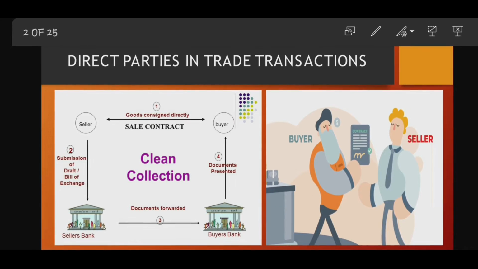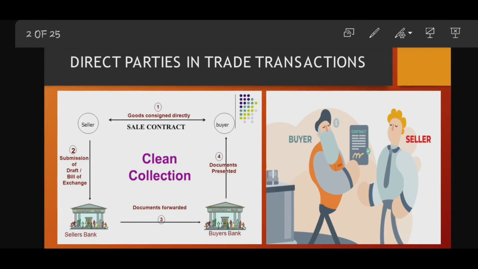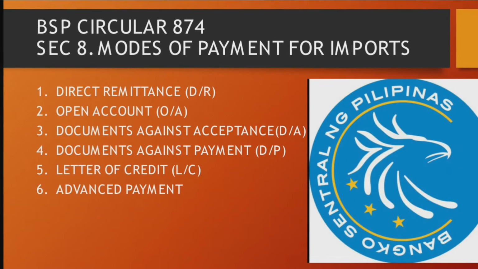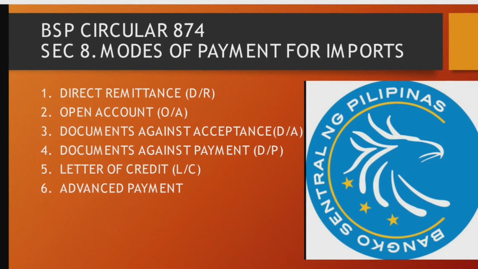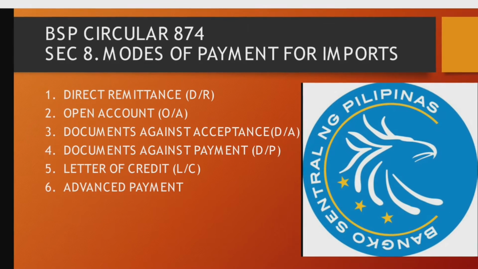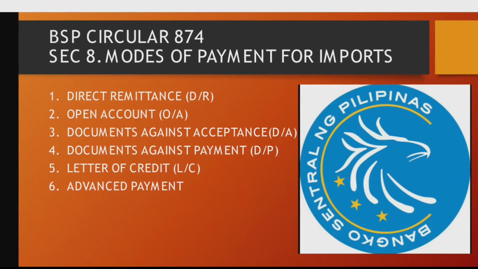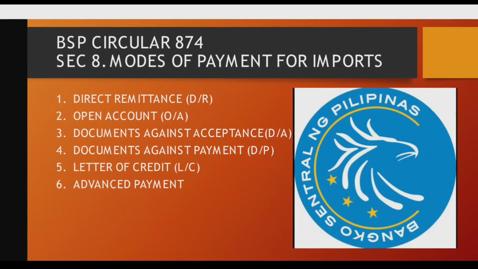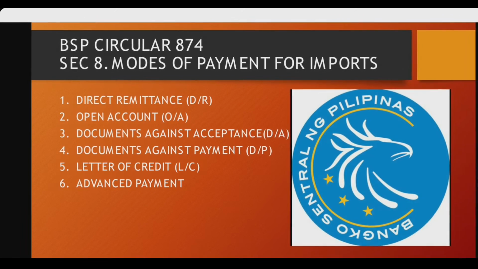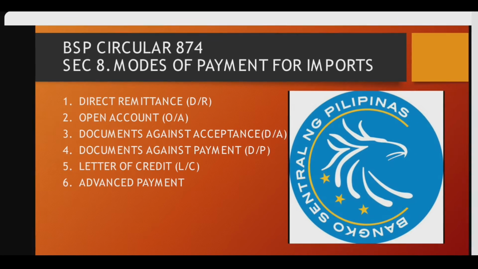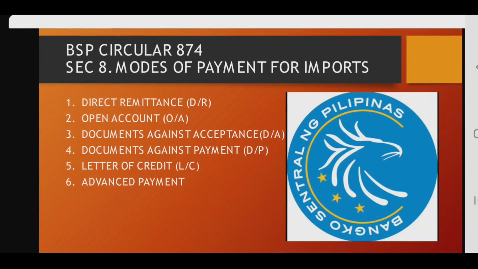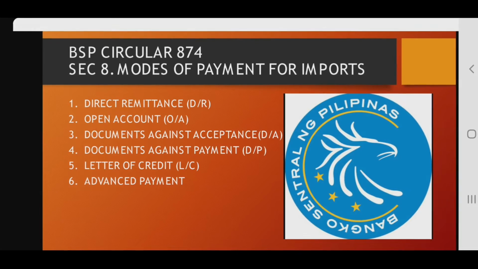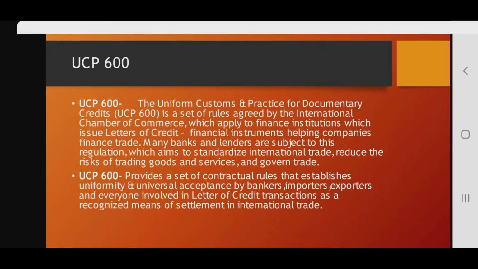But let us also study all about the other modes of payment for import. As per the BSP Circular 874, Section 8, the modes of payment for imports are the following. Number 1, direct remittance. Number 2, open account. Number 3, documents against acceptance. Number 4, documents against payment. Number 5, letter of credit. And number 6, advance payment.